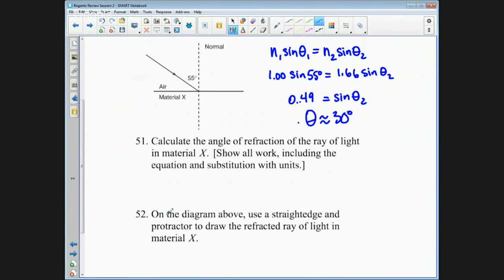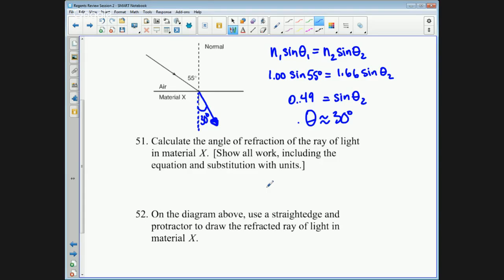For number 52, it says on the diagram above, use a straight edge and protractor to draw the refracted ray of light. So you would use a protractor and draw your refracted angle. Remember, it needs to be measured from the normal line. This is our normal line here, and the refracted ray is going to be somewhere along this way. So this angle here is 30 degrees between the dotted line and your refracted ray.